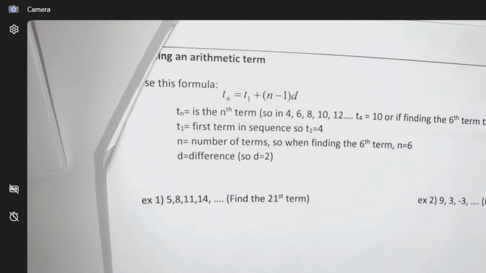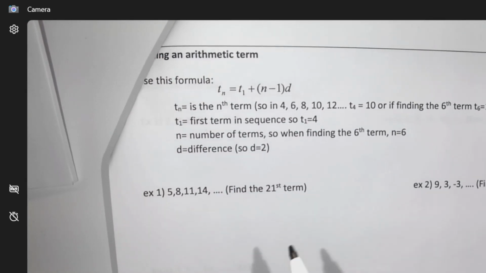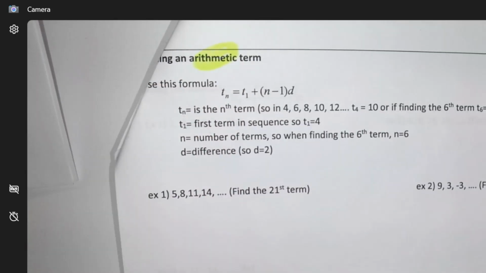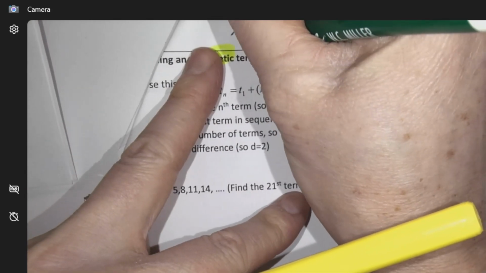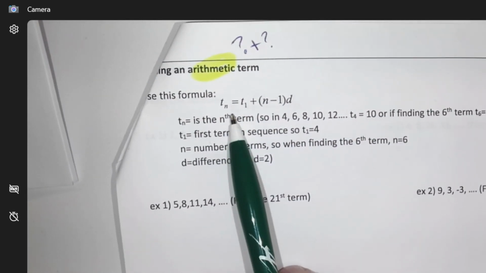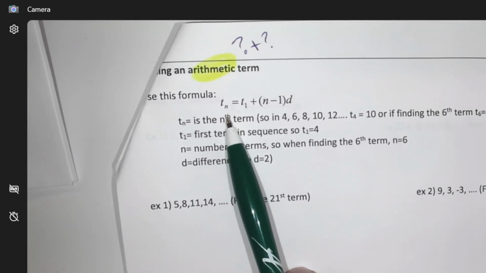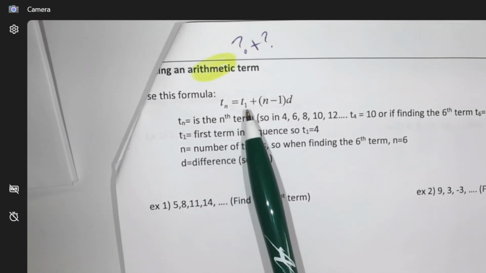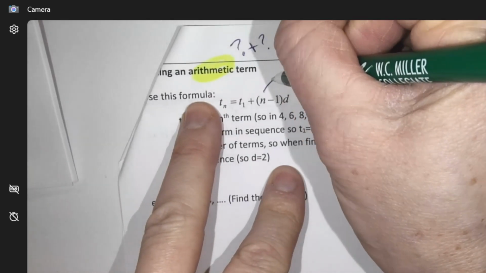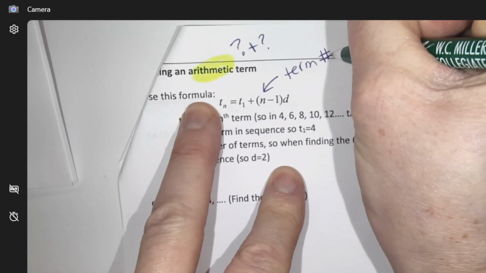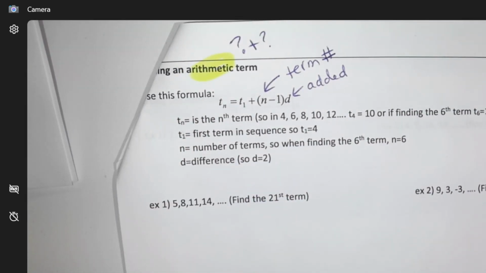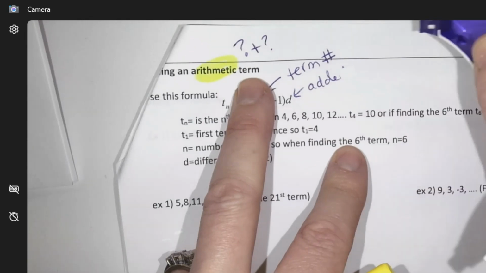So this formula that we're going to start with is used in arithmetic. So again, what's the arithmetic one? What are you adding? Okay, Tn represents which term you're going to find. T1 represents the first term. N is the term number. And D is the adder, whatever you're adding.